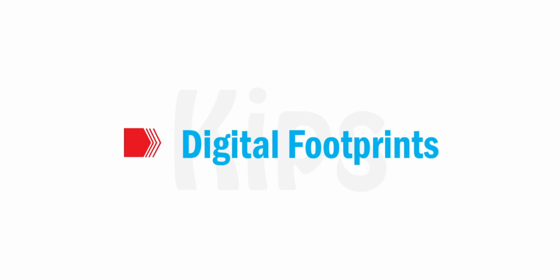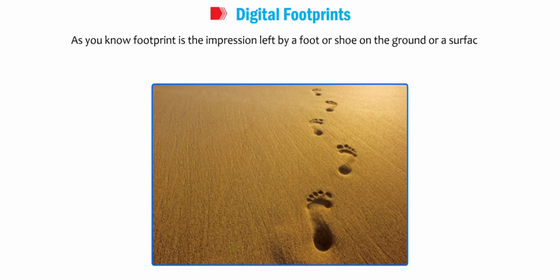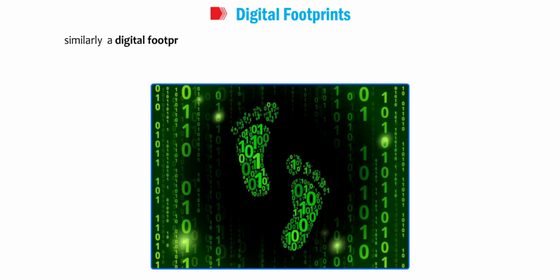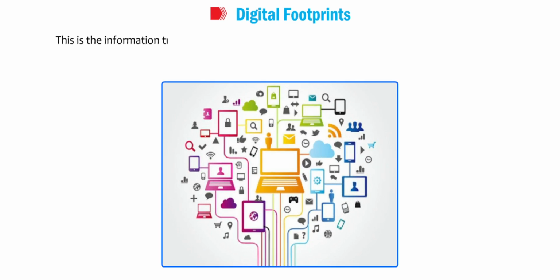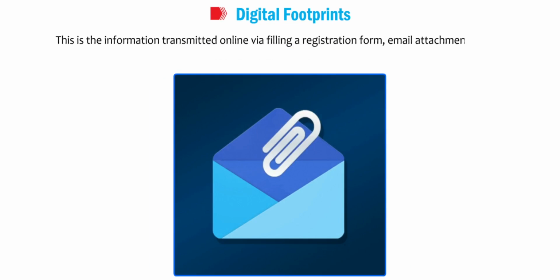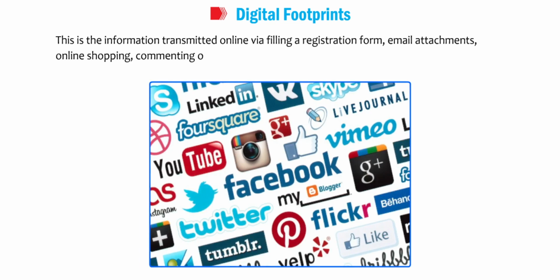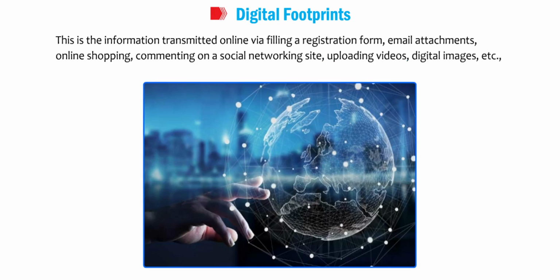Students, now let us talk about digital footprints. As you know, a footprint is the impression left by a foot or shoe on the ground or a surface. Similarly, a digital footprint is an impression or information about a person that exists on the internet because of his online activity. This is the information transmitted online via filling a registration form, email attachments, online shopping, commenting on a social networking site, uploading videos, digital images, etc.